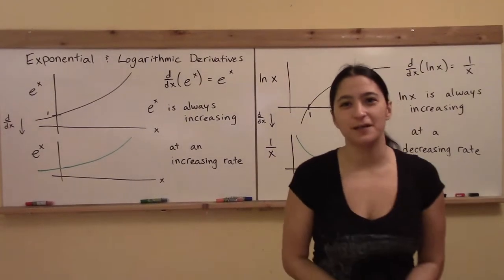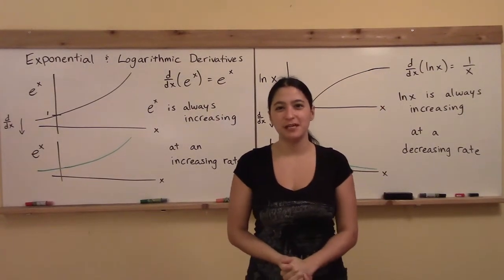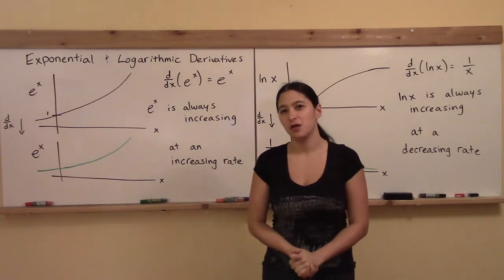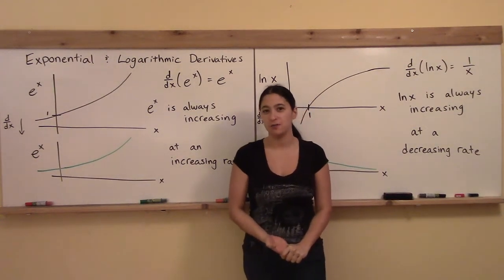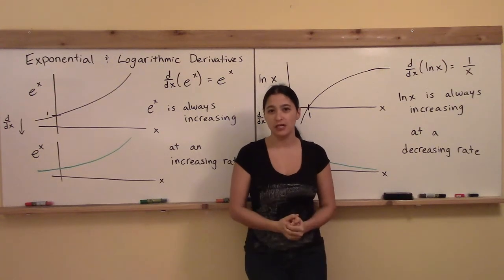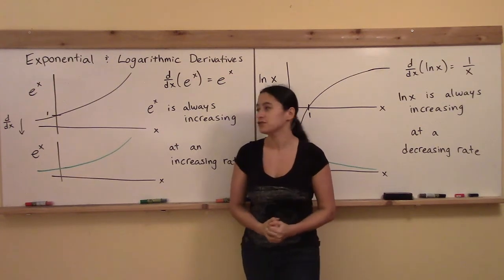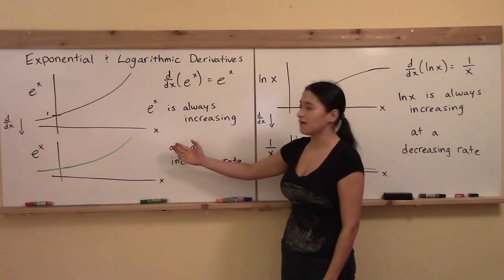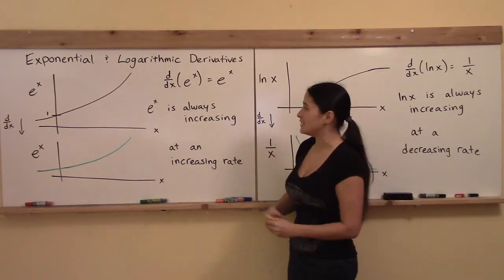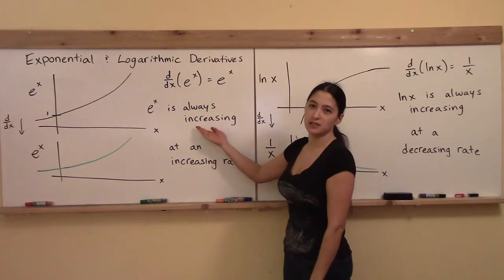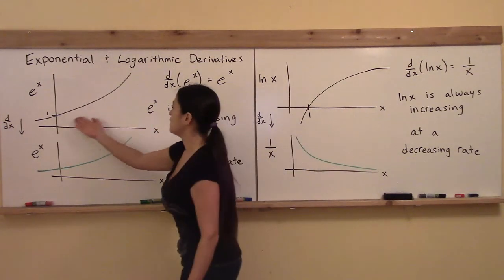In this video, we're going to learn the derivatives of the exponential and logarithmic functions. What makes the exponential and logarithmic functions different from our polynomials is that they have a strict behavior for all values of x. So here I've got a graph of the exponential function e to the x, and the fact of the matter is e to the x is always increasing. That means it's always going up.